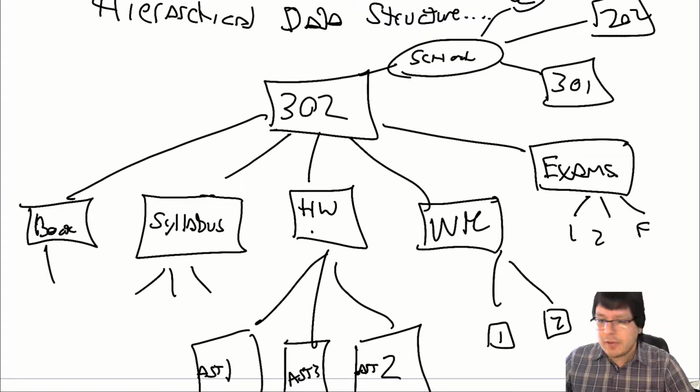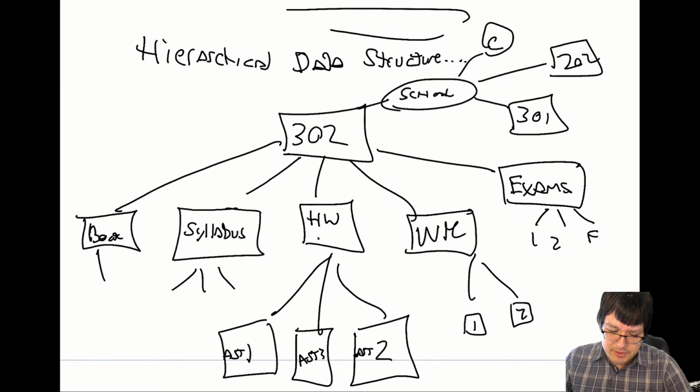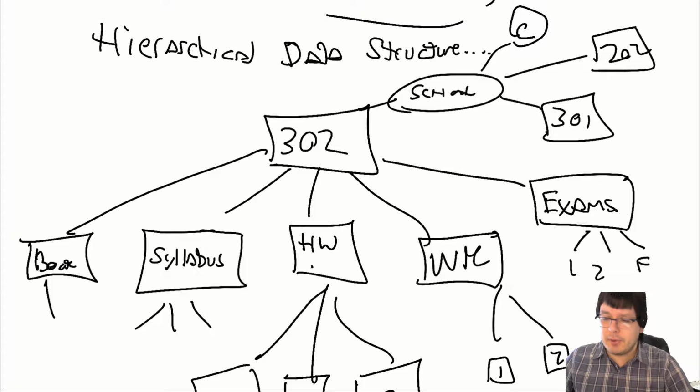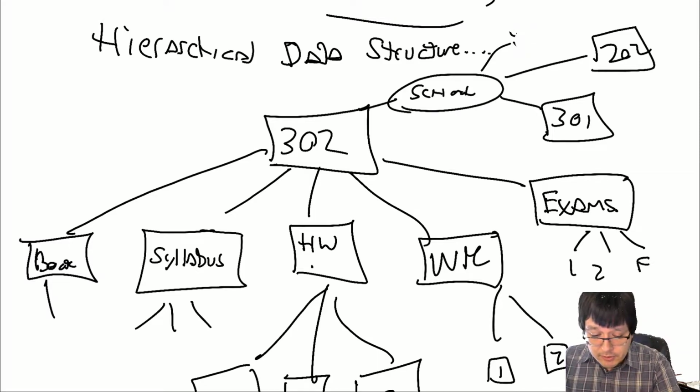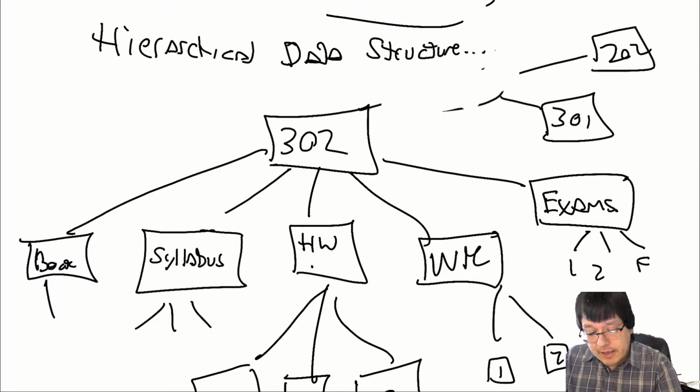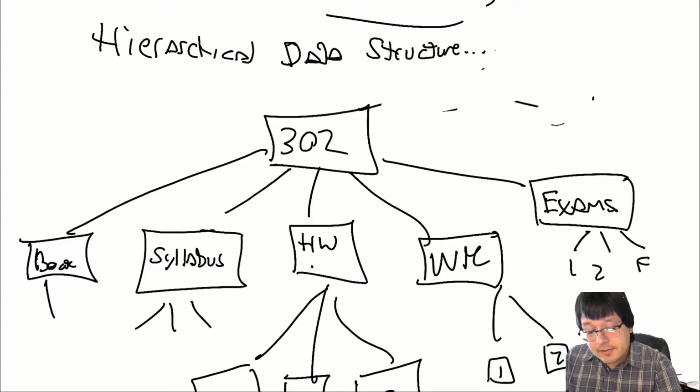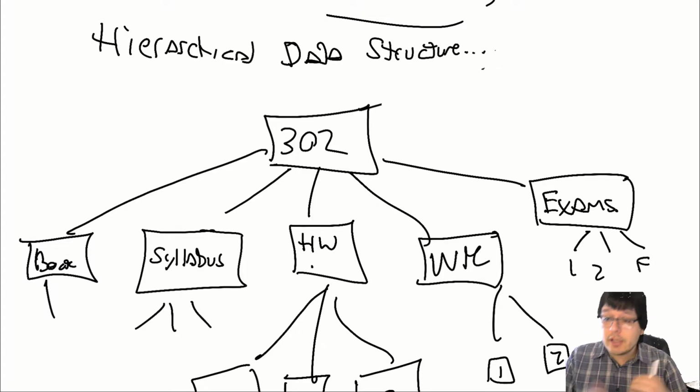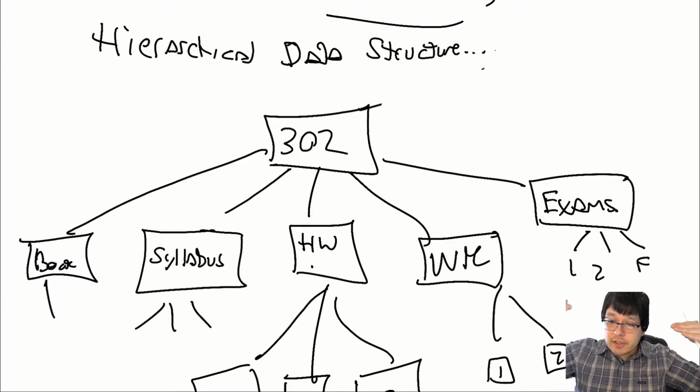Anyways, I do back up my files in the cloud just in case my computer dies in the middle of the semester. That'd be pretty sad. But let me get rid of this because it might look a little bit confusing. Looking back at just the 302 part, this is essentially a tree. This is a tree hierarchical data structure. You have the parent, and then you have all the children, and then you have all the grandchildren folders, and so on, right?